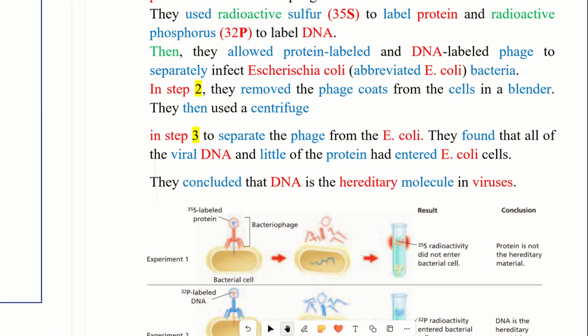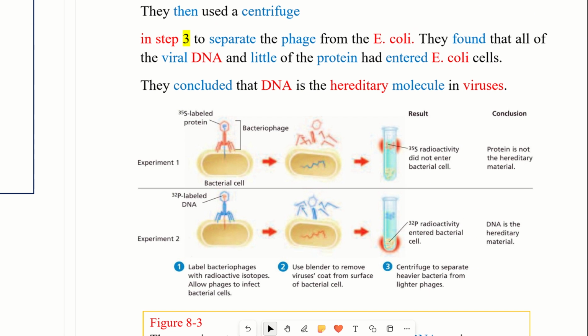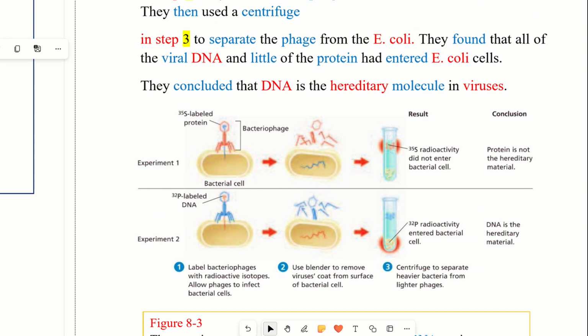So what they did, they labeled the virus. In experiment 1 and experiment 2, they labeled the virus. One of them, the coat or protein coat of the virus, was labeled with the radioactive isotope S35, and the other one, the DNA, was labeled with the radioactive isotope P32. So they are radioactive. You can detect them under the machines.